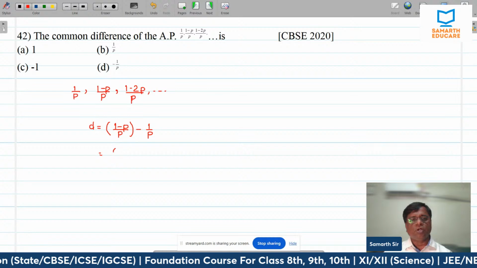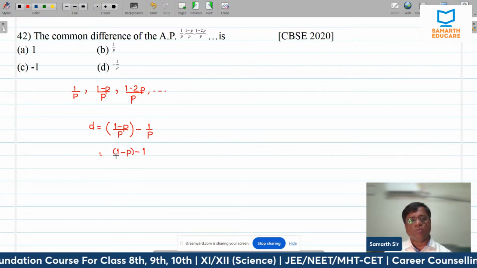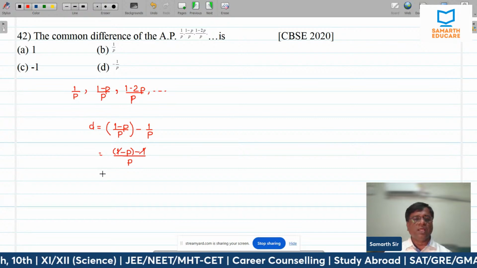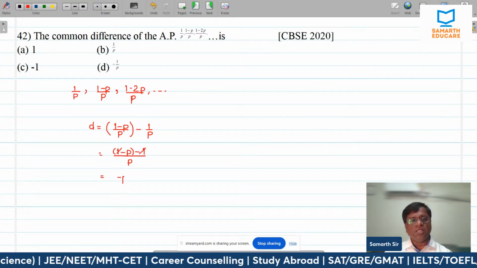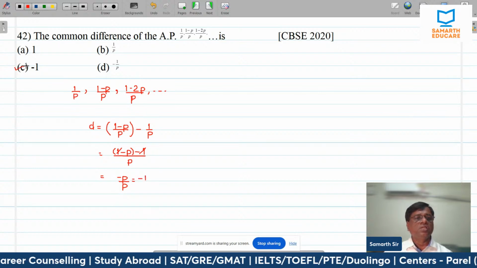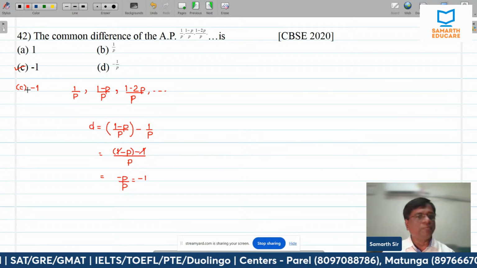Now that is equal to 1 minus p, the whole thing, minus 1, because the denominator is same, nothing to be done. Now this 1 and minus 1 get cancelled. So I have minus p upon p, which is equal to minus 1. Hence option C, and the answer is minus 1.